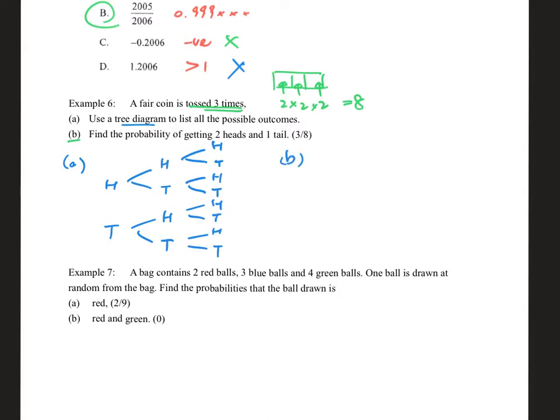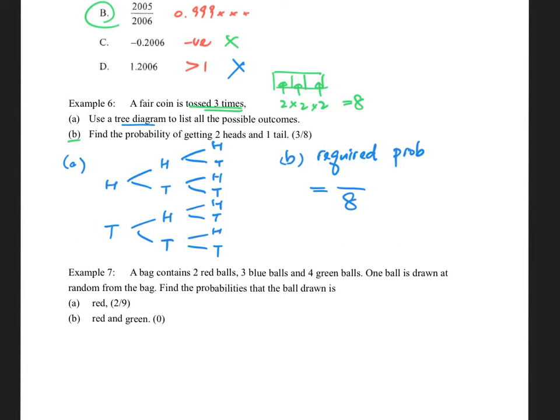And then next, for part B, you are asked to find the situation of getting 2 heads and 1 tail. Normally we will start by writing the required probability. First of all, you get an 8 already, or you can count it this way: 1, 2, 3, 4, 5, 6, 7, 8, etc.